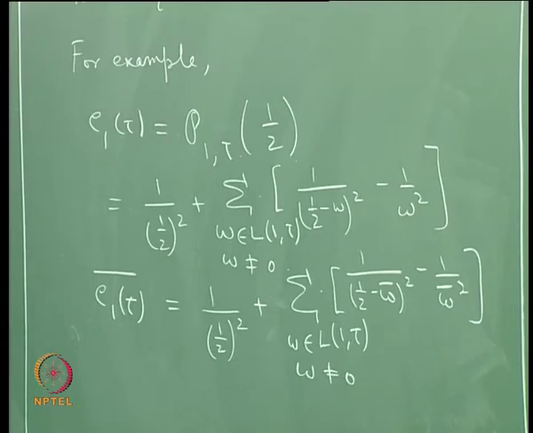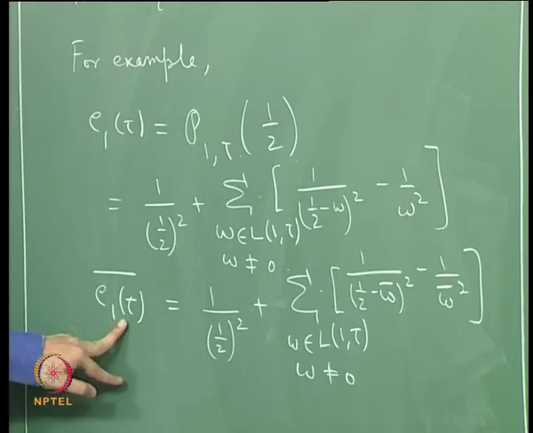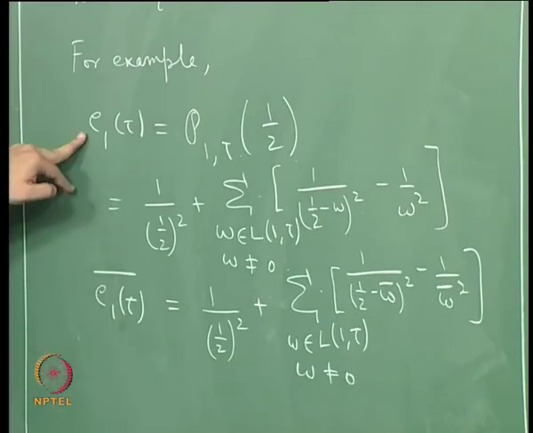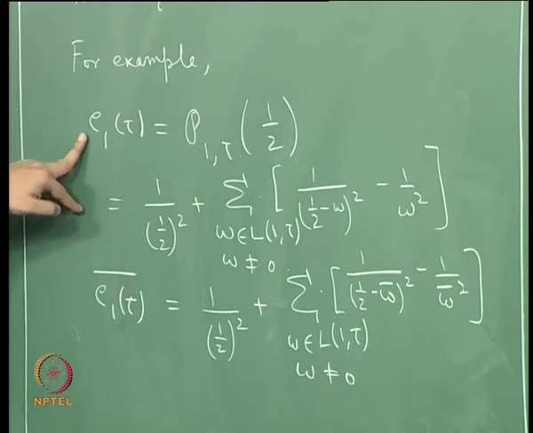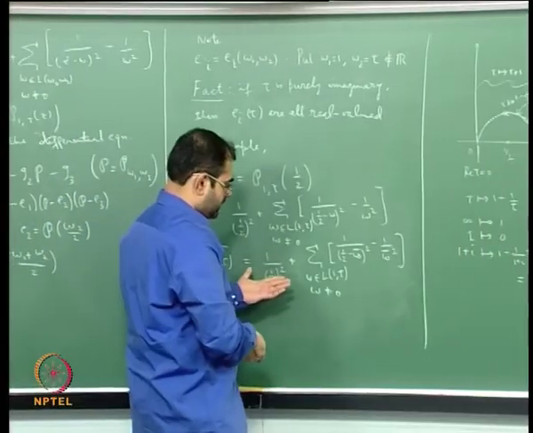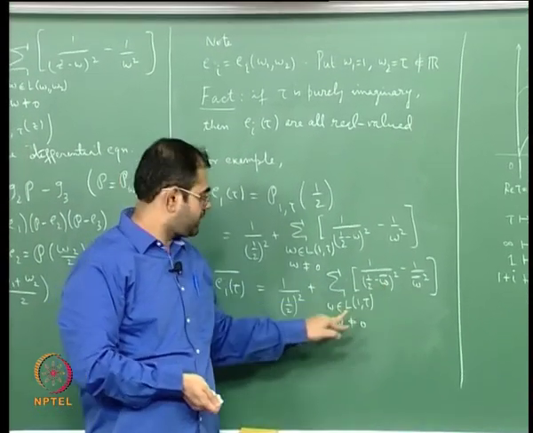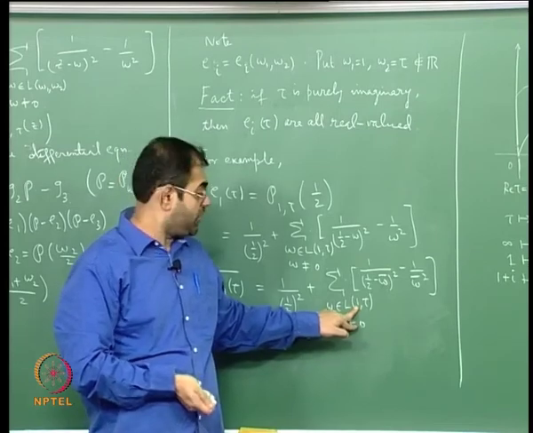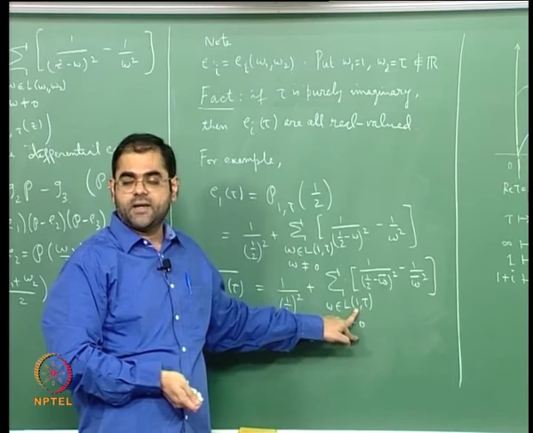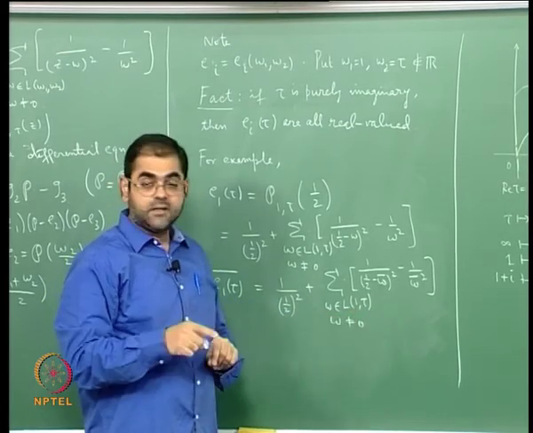Now you see that if tau is purely imaginary, then tau bar is minus tau, okay. So what you will see is that this will be the same as this, which will tell you that E1 of tau is real if tau is purely imaginary, okay. Because what is omega bar? Omega will be an element of the form n plus m tau. Therefore, omega bar will be an element of the form n plus m tau bar.